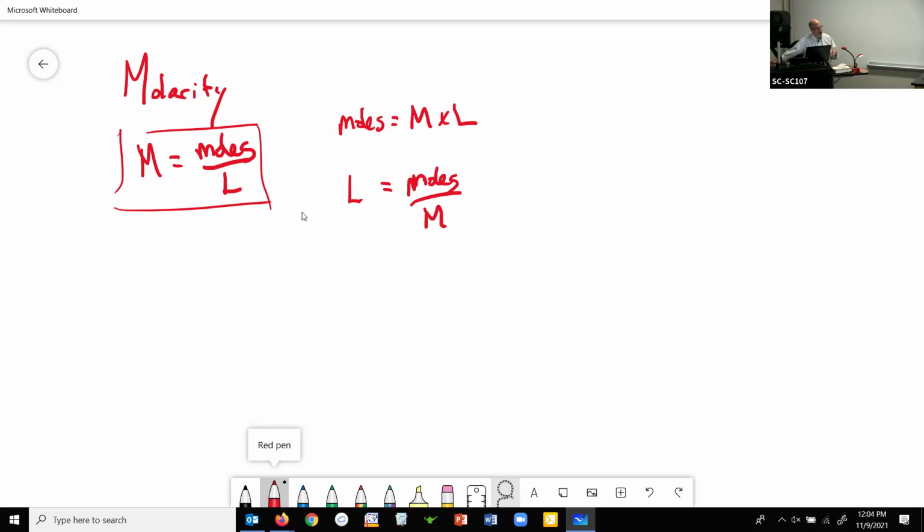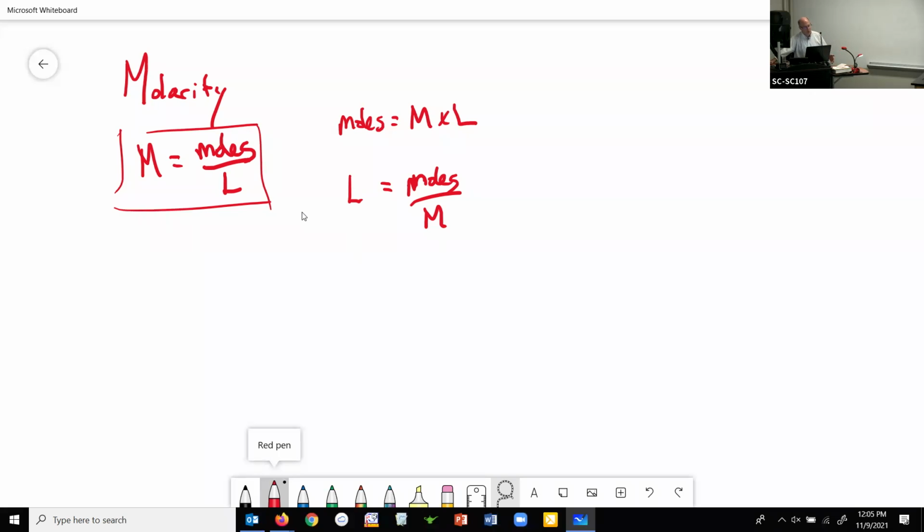And so anytime we're dealing with a solution, and the question will say, hey, you're working with a solution of calcium nitrate, you're immediately on alert for which of the three I know. If I know the moles and the liters, then I'm figuring out the molarity.